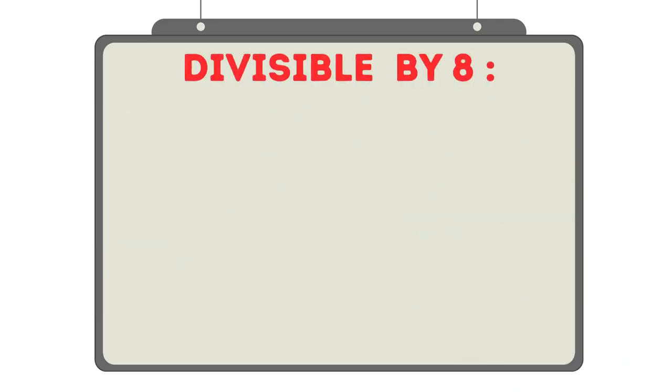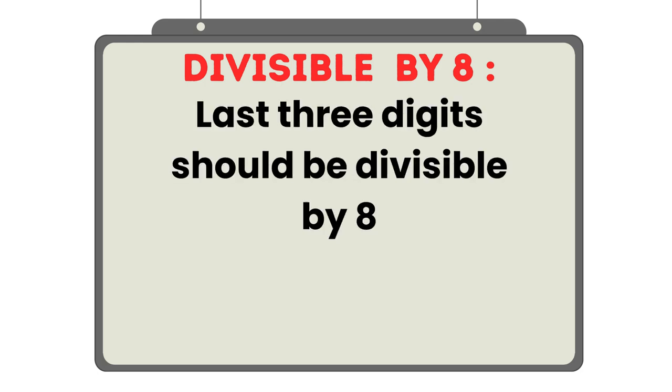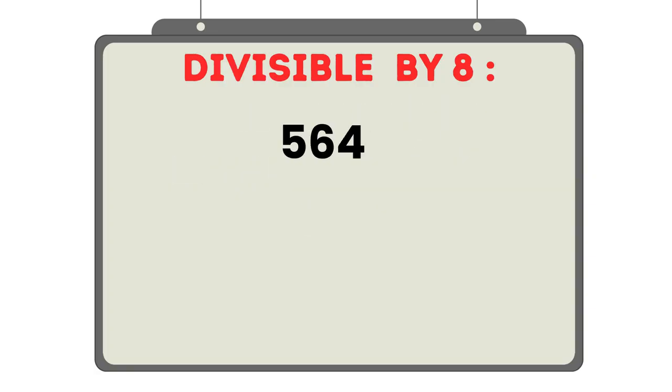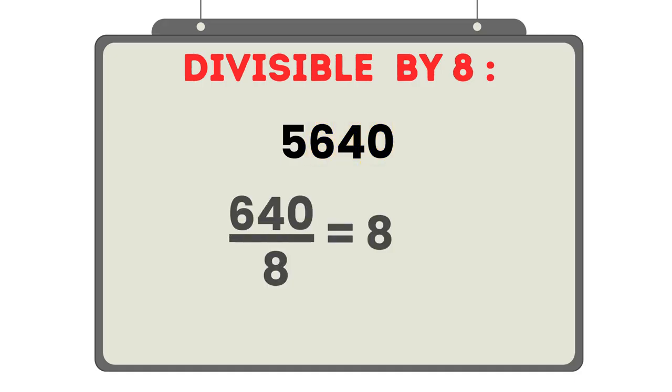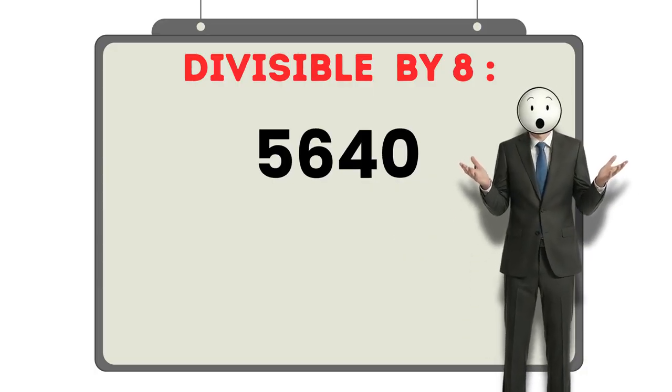Check divisibility by 8. A number is divisible by 8 if its last three digits form a number that is divisible by 8. Take the number 5,640. Look at the last three digits, 640. Since 640 divided by 8 gives you exactly 80, the entire number, 5,640, is also divisible by 8.